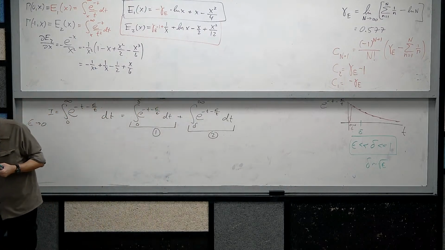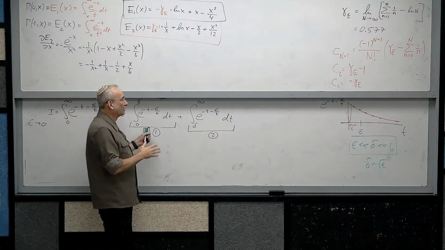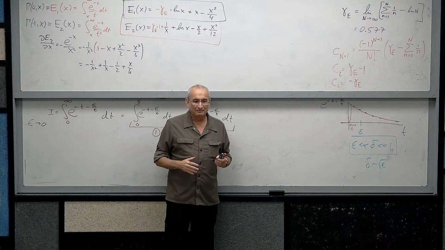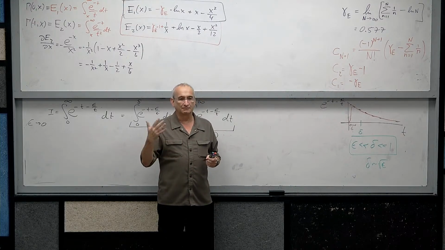However, when the smoke clears up at the end of the day, we should find that delta disappeared from the answer. The answer should be delta independent. And this is a very strong constraint that we have to satisfy. So the delta terms have to cancel out. All the delta terms, if you want to calculate to first order in epsilon.